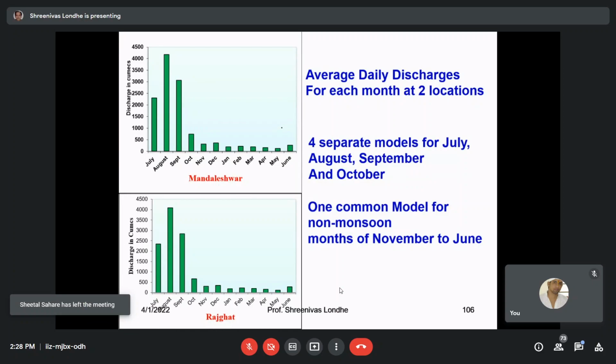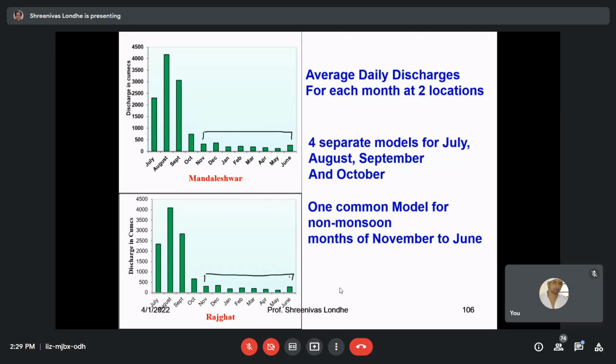To answer this question, we plotted all the discharges. It is very clear that from July to October, there are large values of discharges, as you can see. Here also, in Rajghat, these are the large values of discharges. But after that, from November to June, the discharges are not much, or you can say that they are very, very similar.